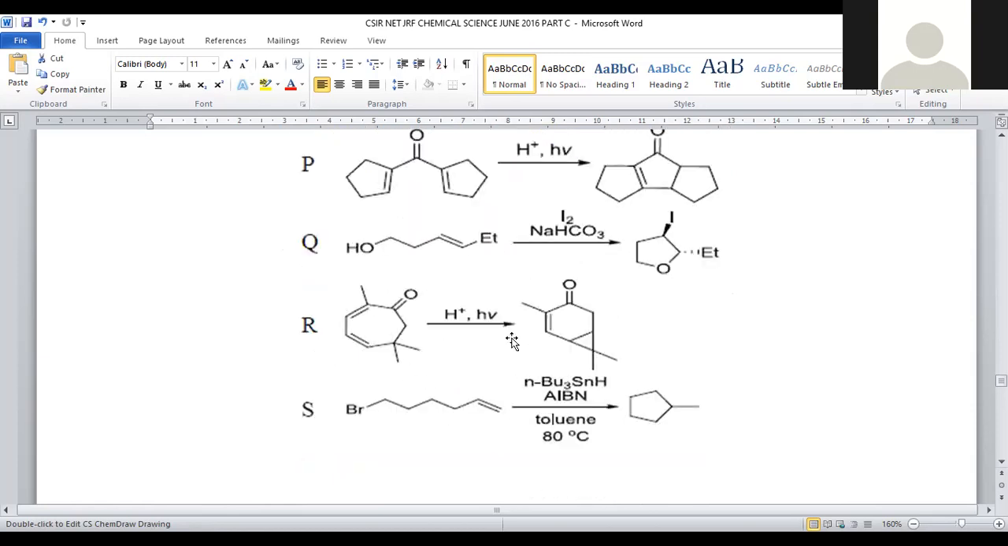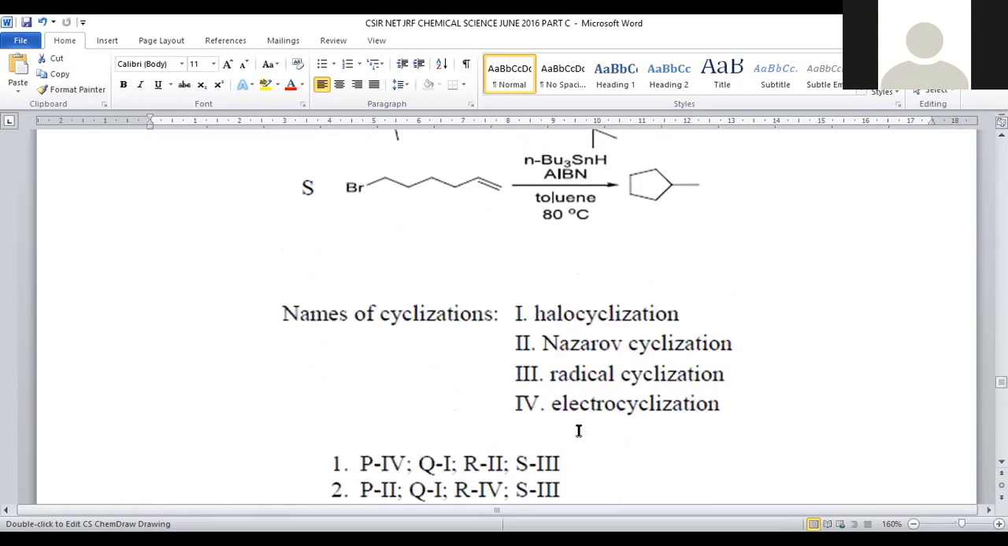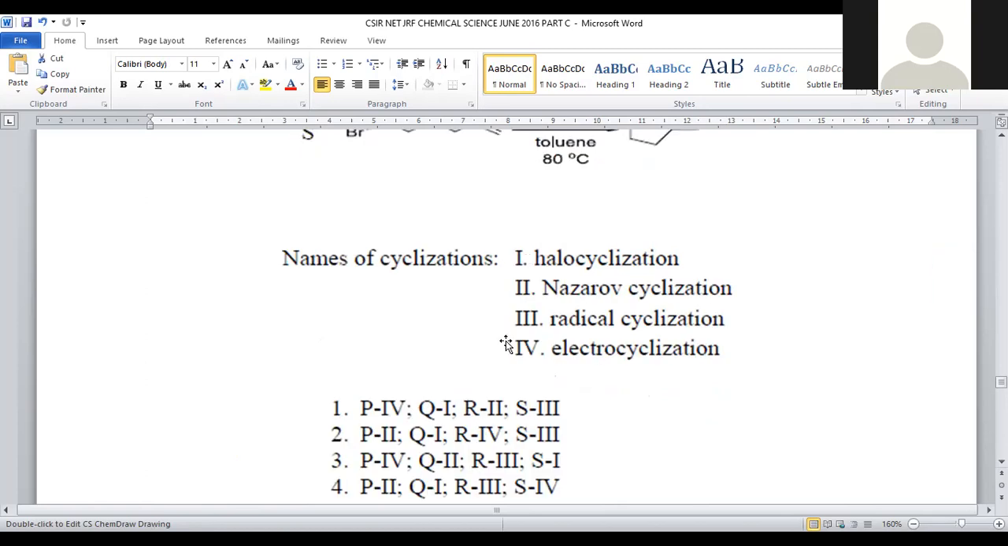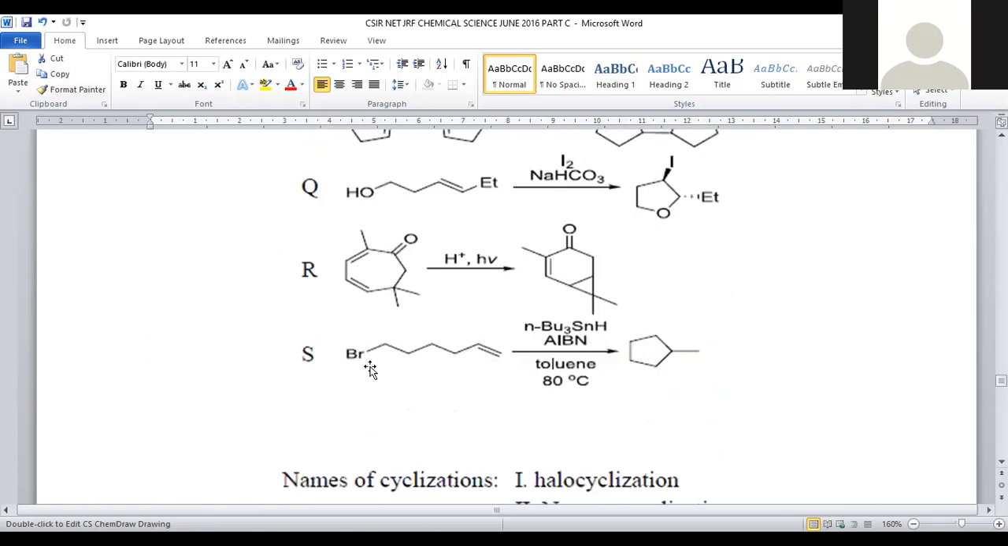Next, R. This is called electrocyclization reaction, ring contraction, right? So R with electrocyclization 4. R with 4 is provided only in option number 2. So here we finalized option number 2 is the correct answer. Let us move on to the other also.